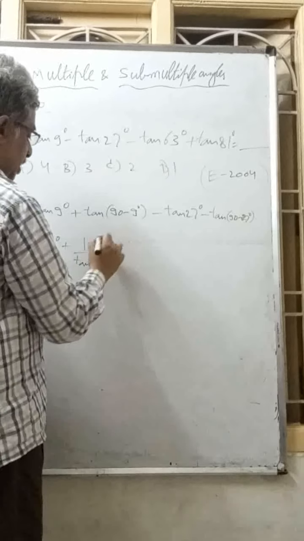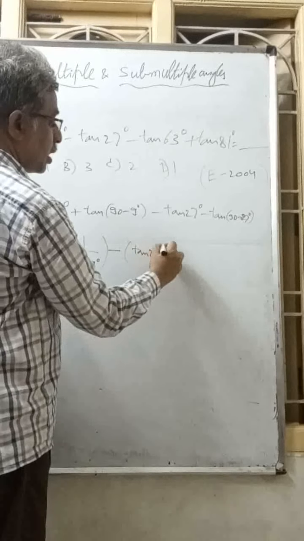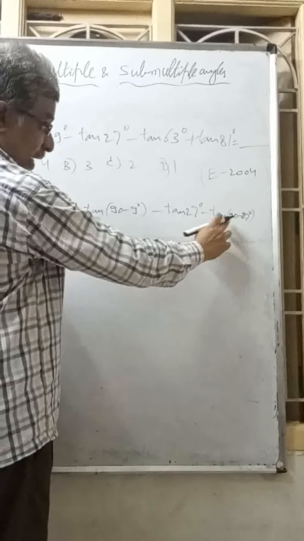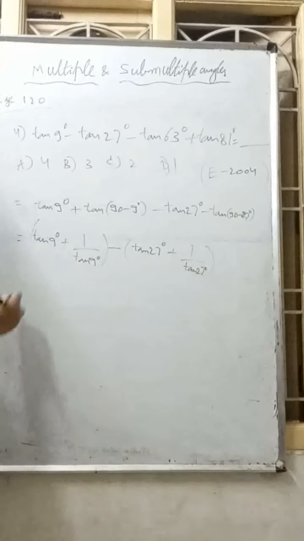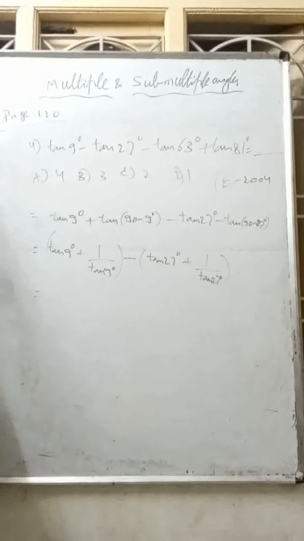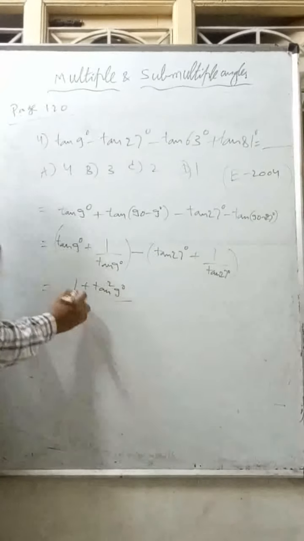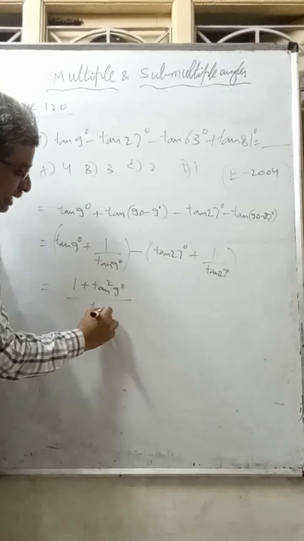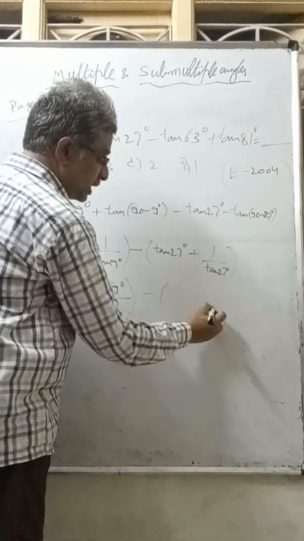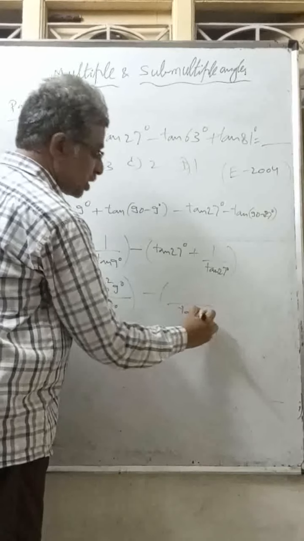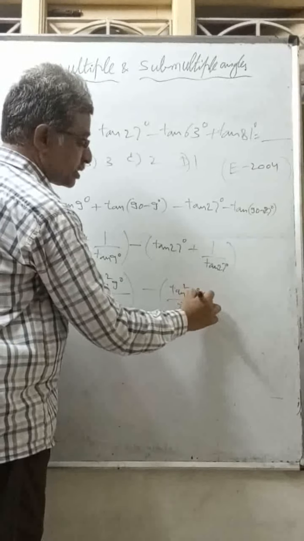And if I take minus common from these two, again this is tan 27 plus tan of 90 minus theta, cot theta, that is 1 by tan theta. So I am writing it as 1 by tan 27. Now if I take LCM as tan 9, this becomes 1 plus tan square 9 over tan 9. Again this also is the same. Tan 27, if I take LCM, this becomes tan square 27 plus 1, or 1 plus tan square 27, doesn't matter.